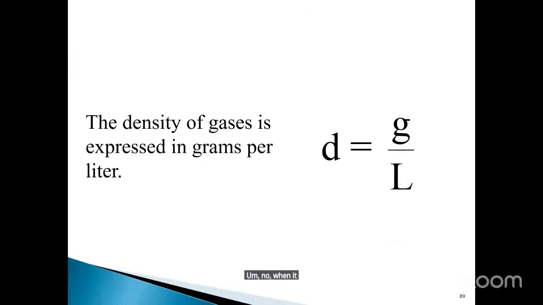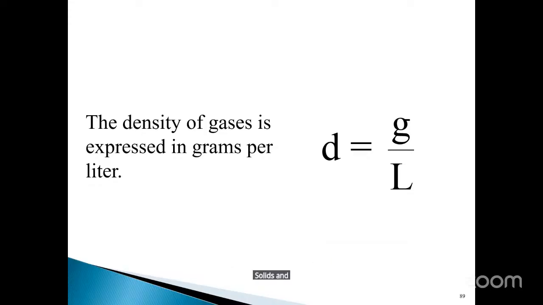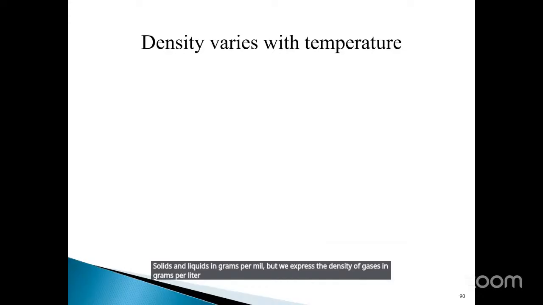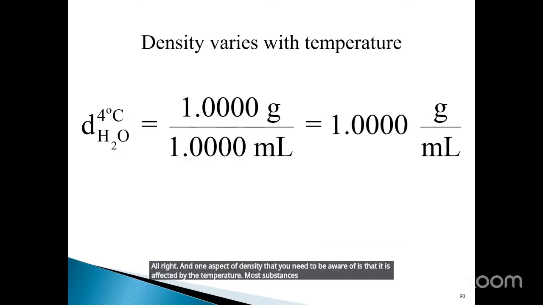Now, when it comes to gases, we tend to express the density in grams per liter. And the reason why is because for the same mass, gases occupy a larger volume compared to solids and liquids. So we typically express the density of solids and liquids in grams per mil, but we express the density of gases in grams per liter. All right. And one aspect of density that you need to be aware of is that it is affected by the temperature. Most substances, when heated, will expand, right?